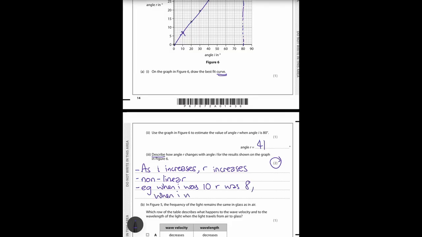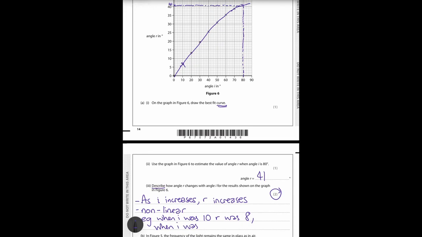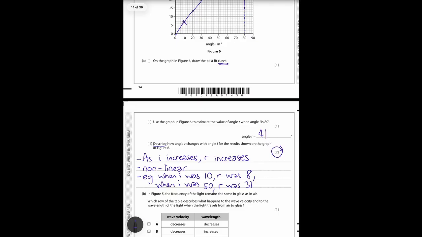When I'm giving numbers, I've got to take 2 points. I was 50, R was 31. And now I'm happy that I'm going to get all the marks for this question.